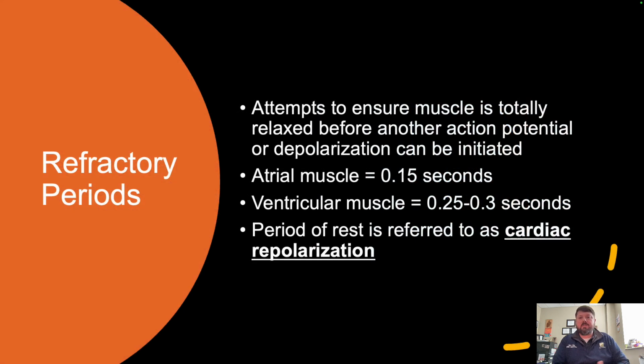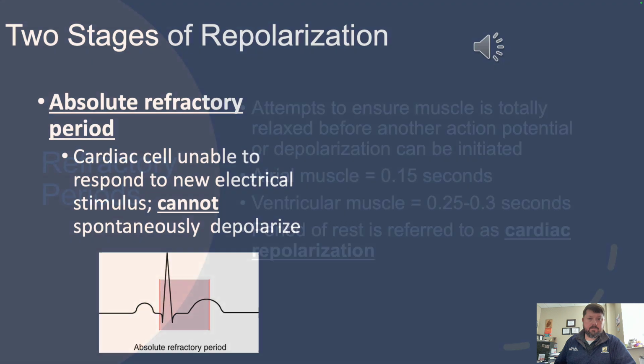So the refractory period, another way to think about it, attempts to ensure muscle is totally relaxed before another action potential or depolarization can be initiated. So that's where the refractory periods come in, trying to get this period of rest. Atrial muscle is about 0.15 seconds, and the ventricular muscle is about 0.25 to 0.3 seconds. The period of rest is referred to as cardiac repolarization.